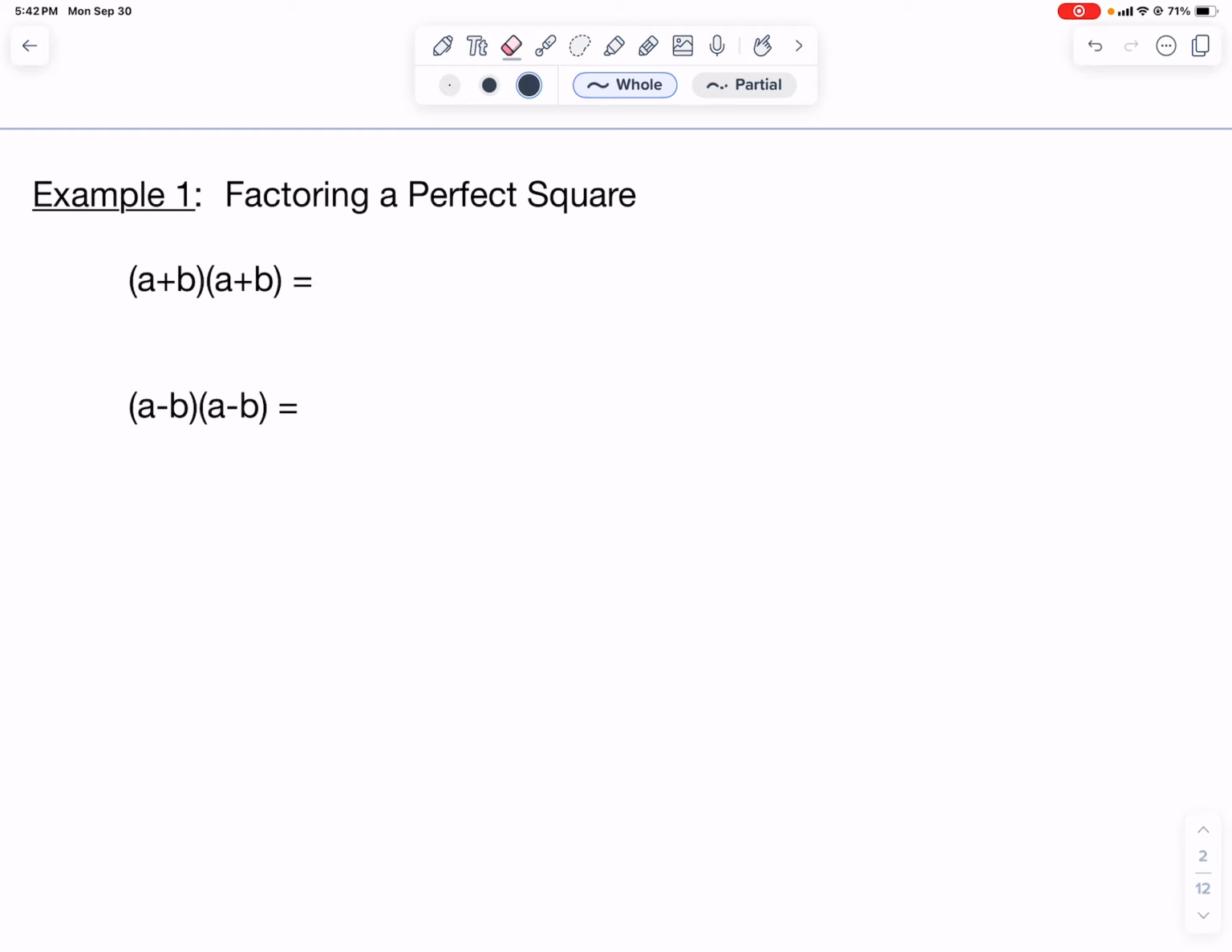So here I've got two examples of a perfect square, and what I want you to see is what the final trinomial ends up being. If we were to factor this out, we're going to take the first terms and get a squared, and then multiplying the outer term, it's going to be ab, and then multiplying the inner term will also be another ab, a times b, and then multiplying the last term, we get b squared.